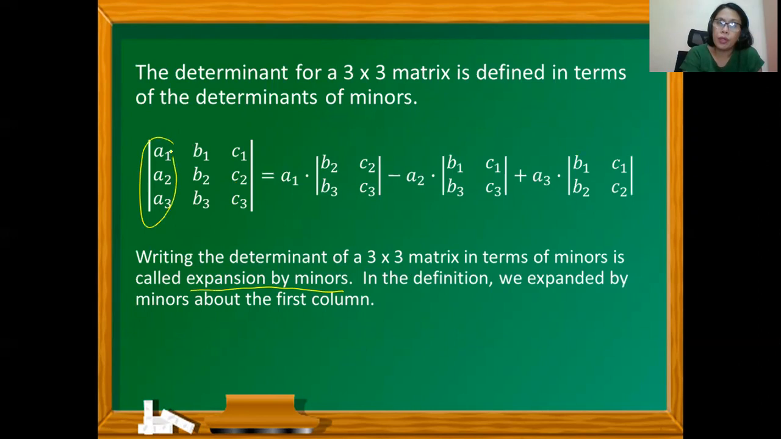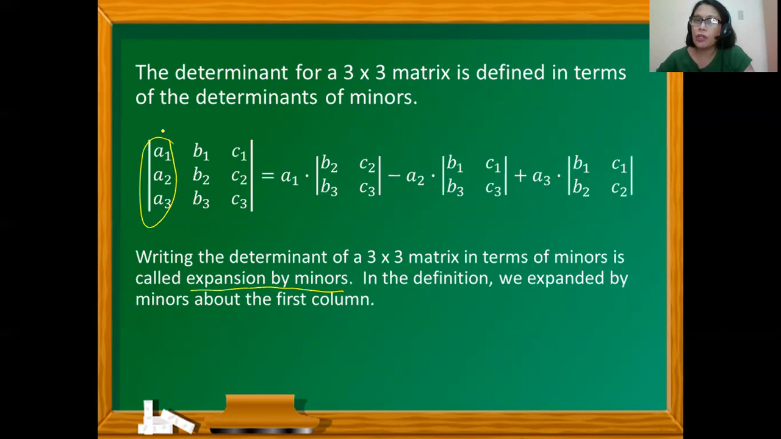Now, in evaluating the determinant for a 3 by 3 matrix, we need to consider either a row or a column. In this definition, we have considered one column, and every column or row is composed of three elements. For example, if we're going to consider the first column, that involves elements a sub 1, a sub 2, and a sub 3. And look how we expand by minors.